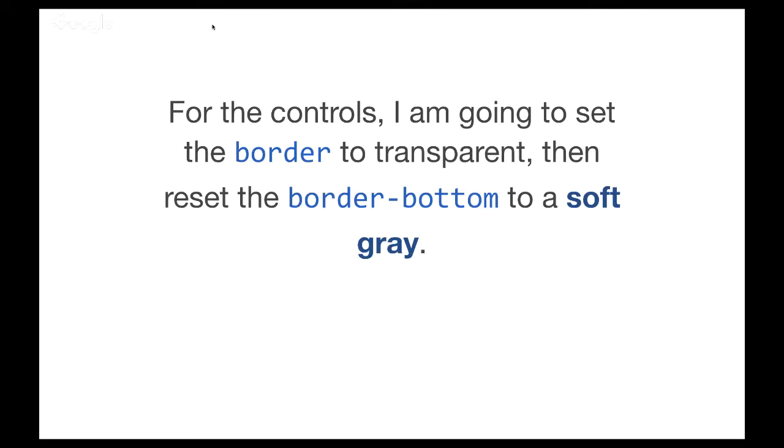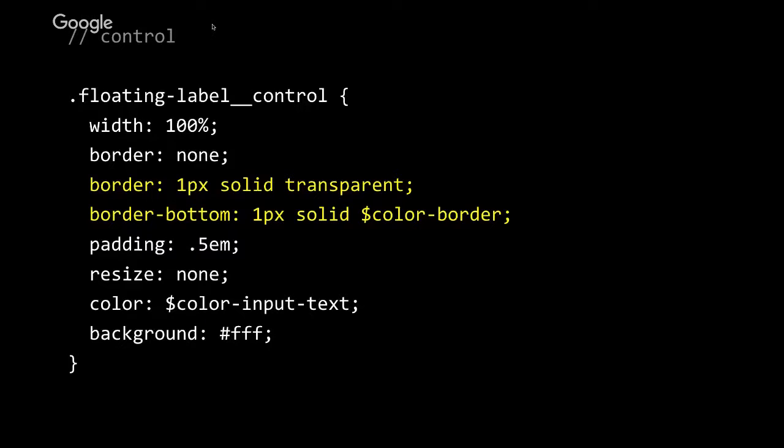Next up, we have the control. So this is the actual inputs and text areas. So we're going to set the border to transparent and then reset the border bottom to soft gray. And the reason why we do that is we can do it in 2 declarations instead of 3 or 4. So we've got border, 1px solid transparent, and then overriding these, in the case of border bottom, set it to whatever we want.